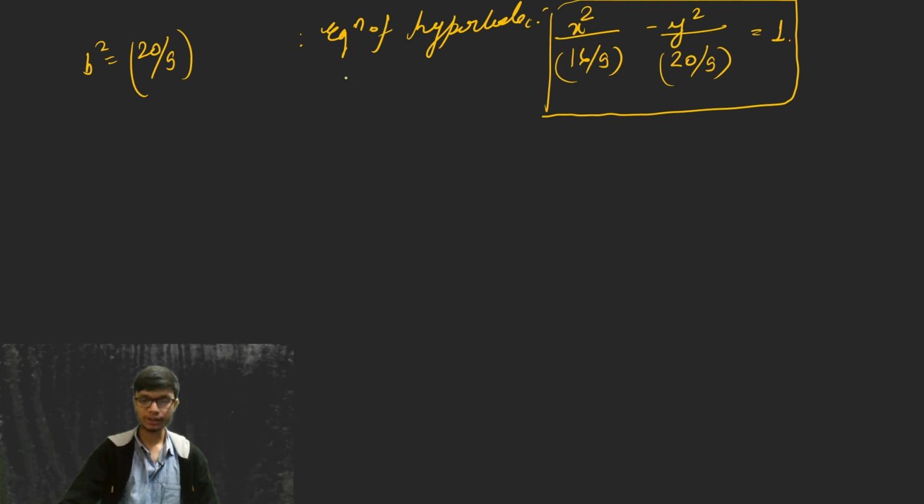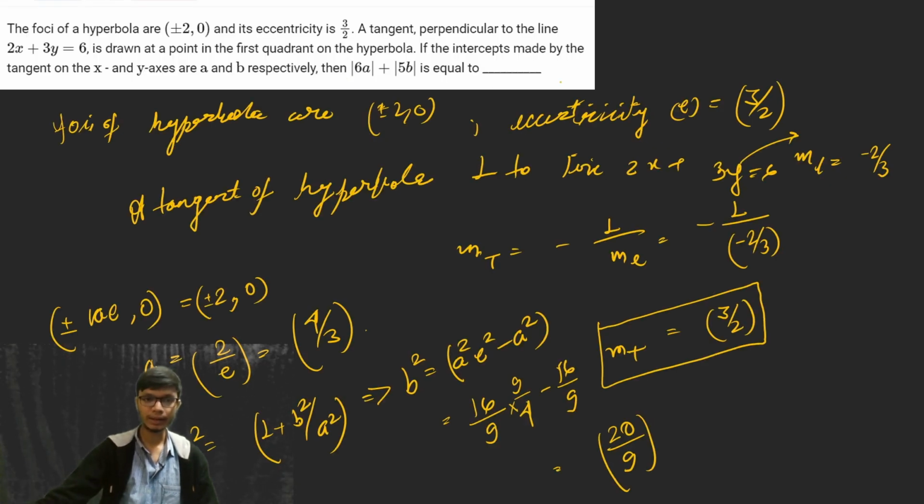Now, what is said in the question? It is said that the tangent perpendicular to the line 2x plus 3y is equal to 6 is drawn at a point in the first quadrant of the hyperbola. Now, if the intercepts made by the tangent on the x and y axes are a and b respectively, then you basically have to find the value of 6a plus 5b, both with modulus on them.